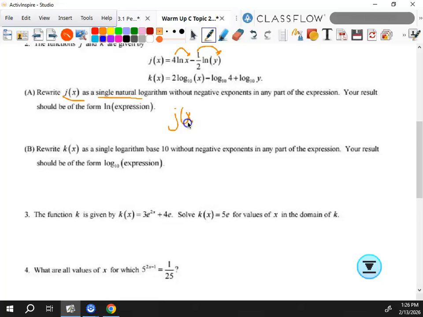So j of x is going to equal, that first term is positive, so x to the 4th goes in the numerator. Second term is negative, so it goes in the denominator. And you can leave it as y to the 1/2 or make it the square root of y. It doesn't matter either way.